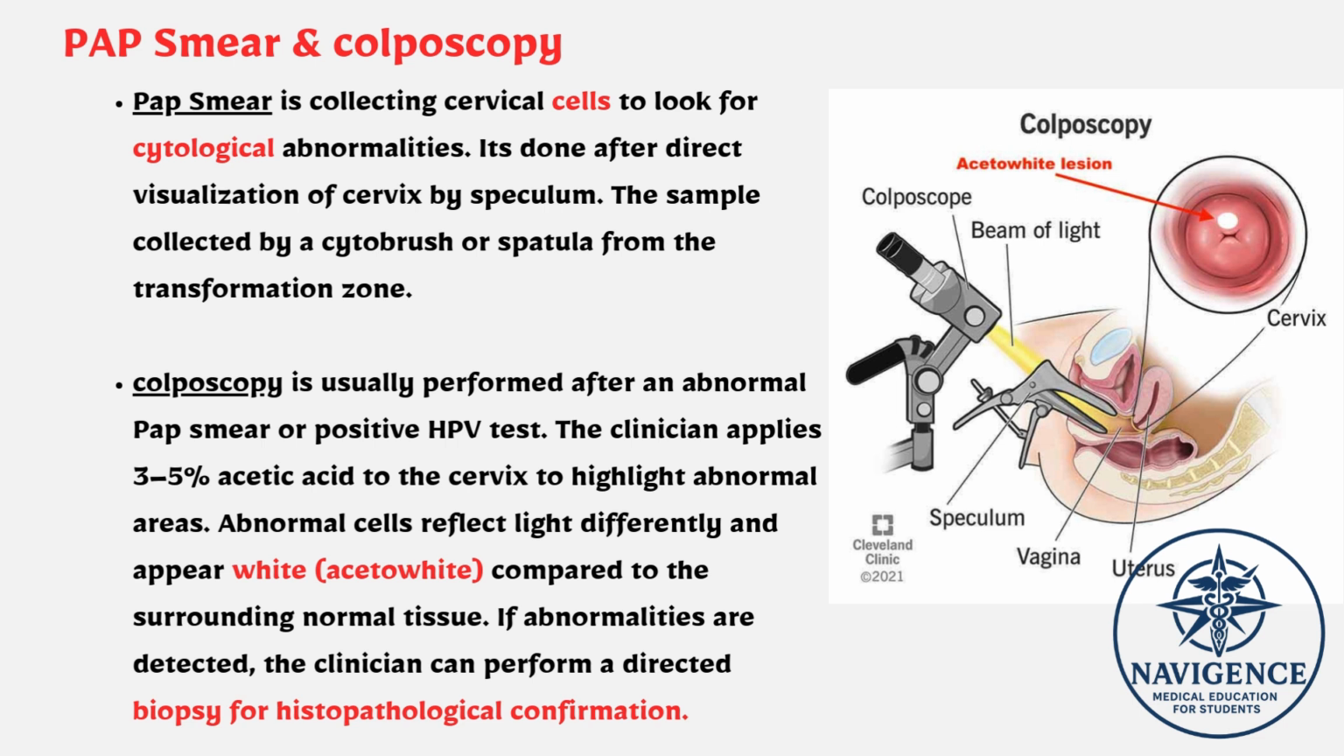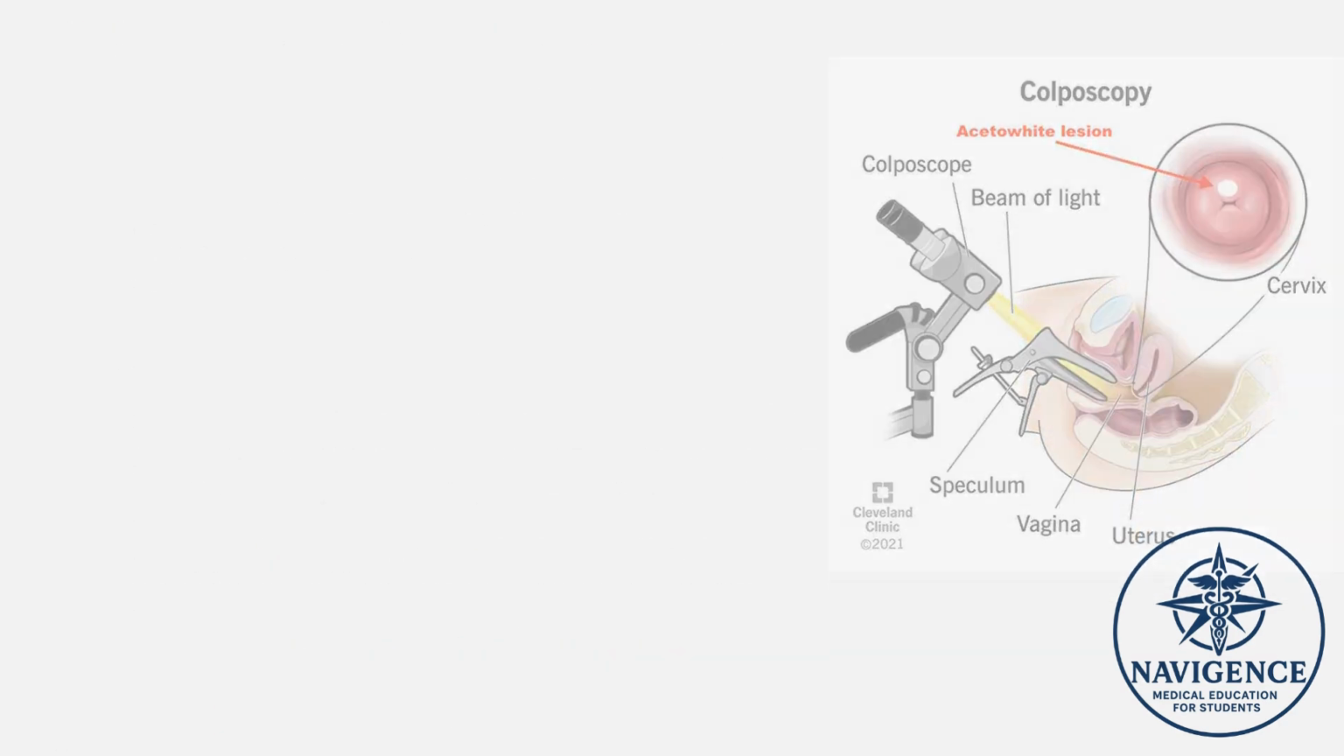A colposcopy is usually done after an abnormal pap smear or a positive HPV test. The clinician applies 3 to 5% acetic acid to the cervix. Abnormal cells appear white, acetowhite, because they reflect light differently from normal tissue. If abnormalities are seen, a directed biopsy is taken for histopathological confirmation. So pap smear is a screening tool, but colposcopy with biopsy confirms the diagnosis.